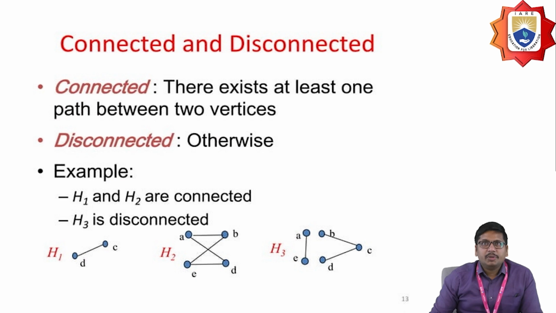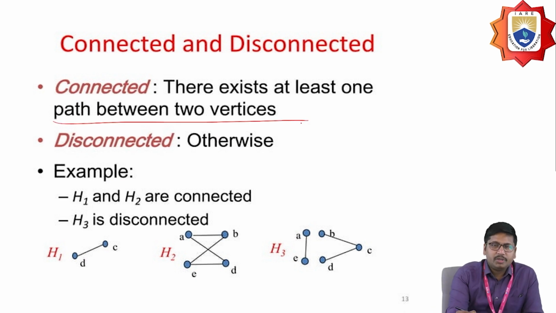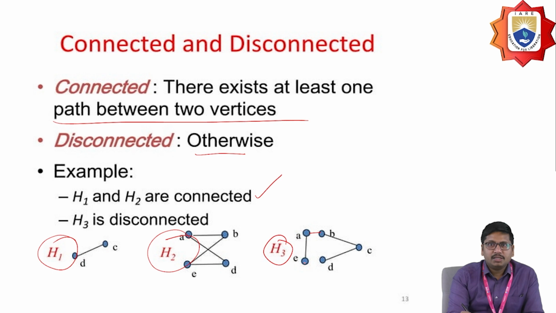So what is the difference between connected and disconnected? Connected means there exists at least one path between two vertices, and disconnected means otherwise. Here H1 and H2 are said to be connected because each and every vertex is connected by means of an edge. H3 is said to be disconnected because there is no edge connected between A and B, and between E and D. That's why it is disconnected.